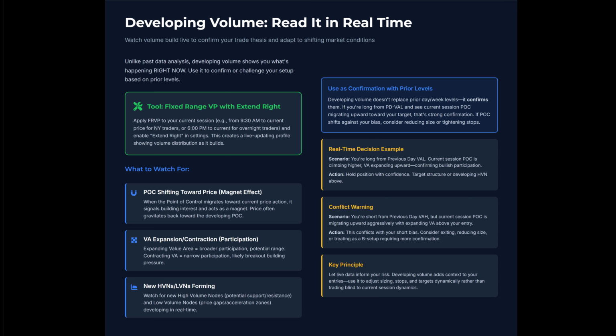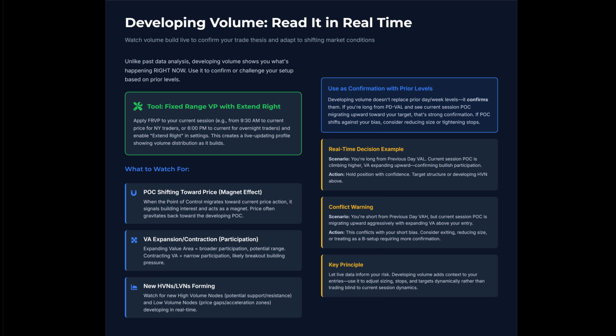Here's the exact configuration. First, use fixed range volume profile, not session volume profile. Fixed range gives you control over the time window you're analyzing. Second, set the range to cover the current session from the open to the current moment. For the New York session, set your fixed range from 9:30 a.m. to current time. For the overnight session, set it from 6 p.m.